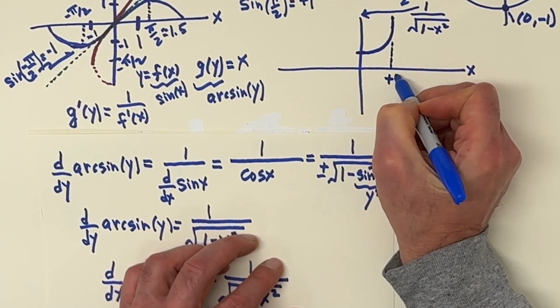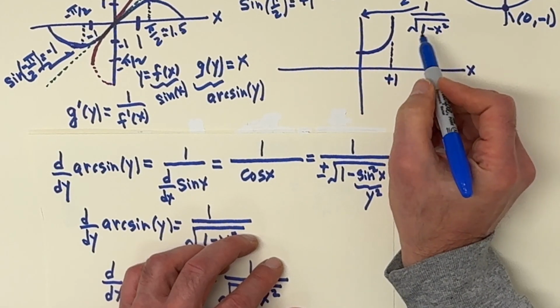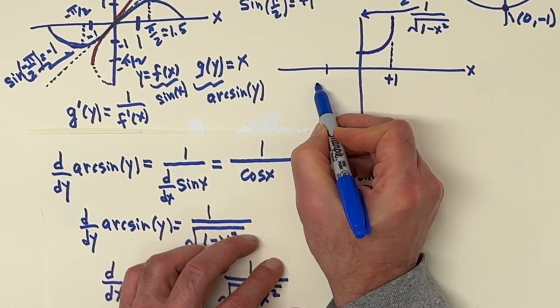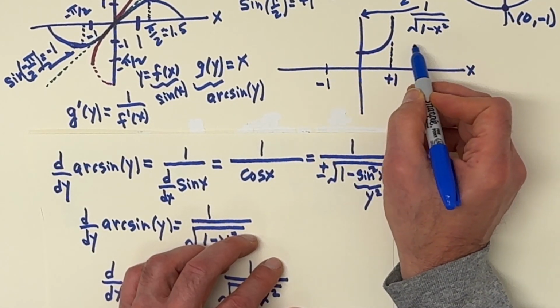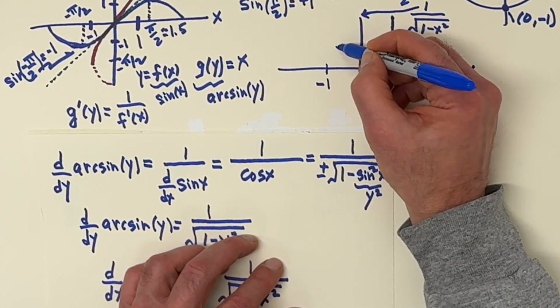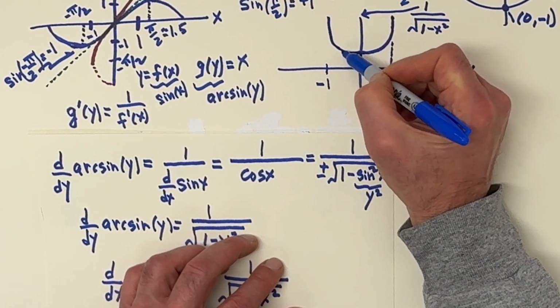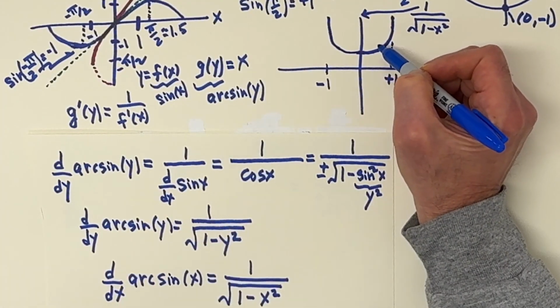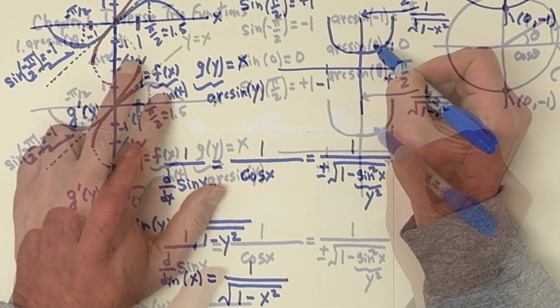As you approach plus 1, you're going to shoot up to infinity. And then over on this side, as you approach minus 1, this will be symmetric. So on this side, you'll have something that does this, like a U there. Is that the answer? Well, let's think.